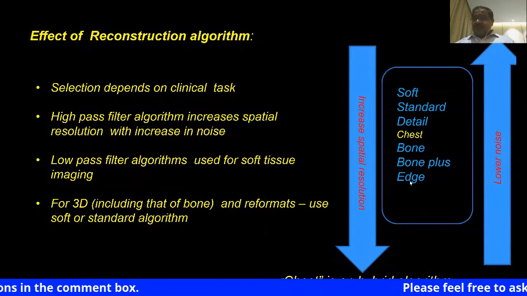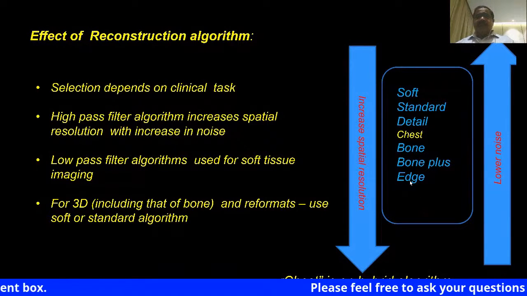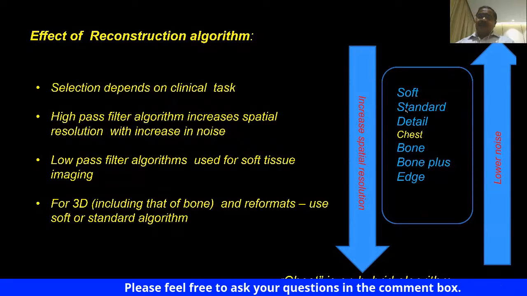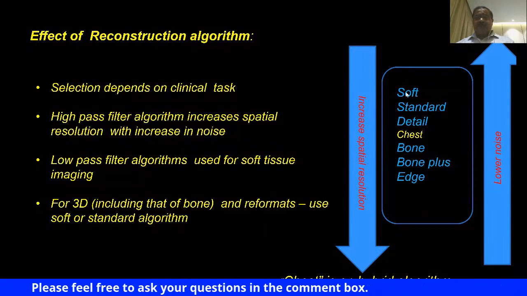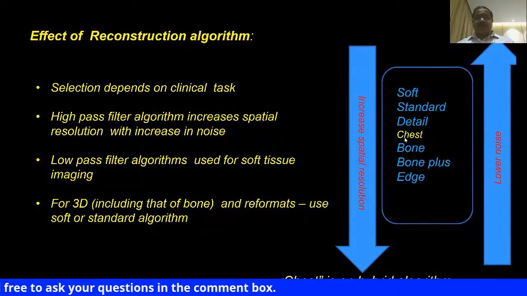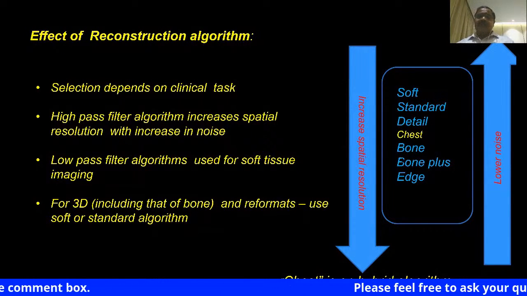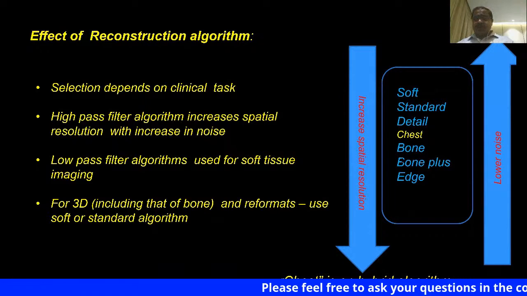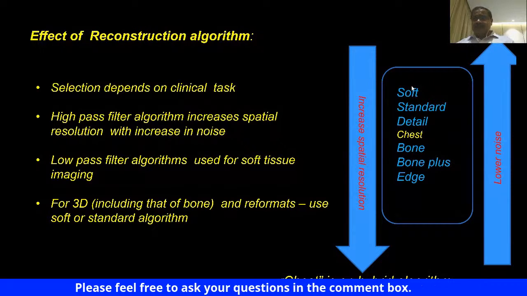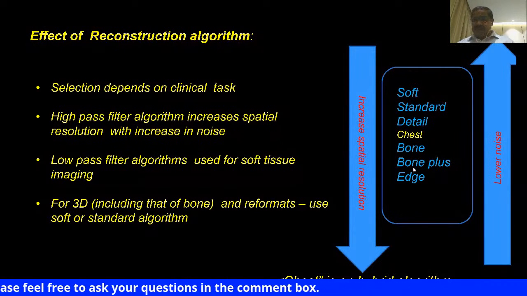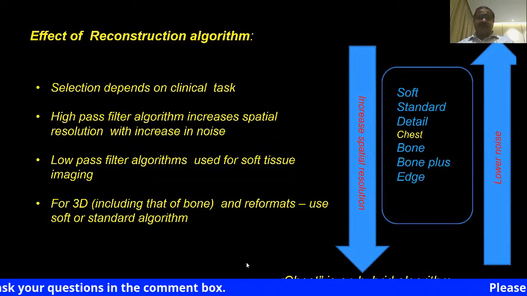Which algorithm should you use for reconstruction? It depends purely on the clinical task. For example, if you want to look at soft tissue, we will go for soft or standard. If you want to look at the chest or the lung, we will use the lung or chest algorithm. And if you want to see a bone fracture, we will use the bone algorithm. It's very simple. In some vendors, it is called by different numbers. In GE systems, this is how it is called.